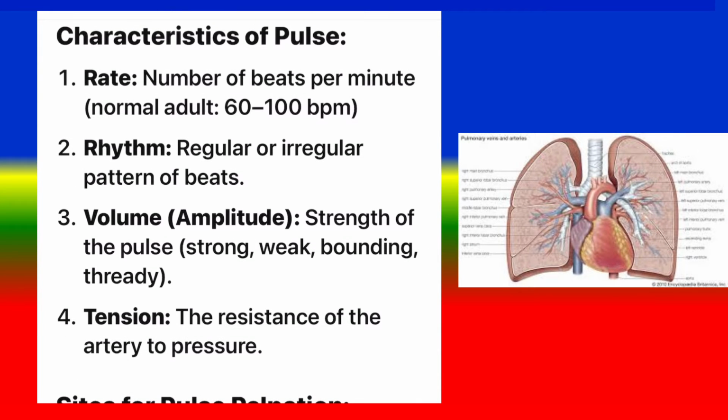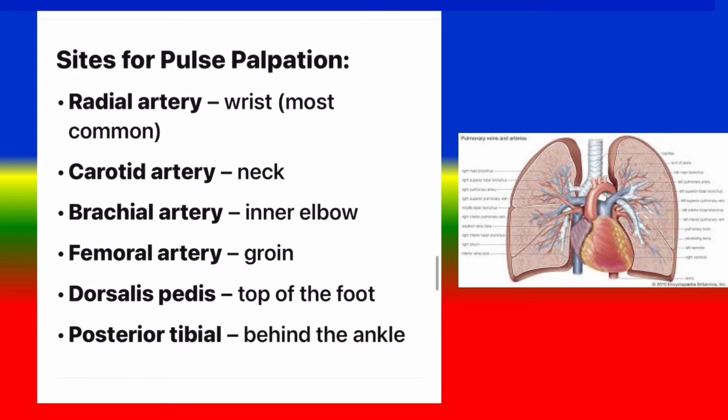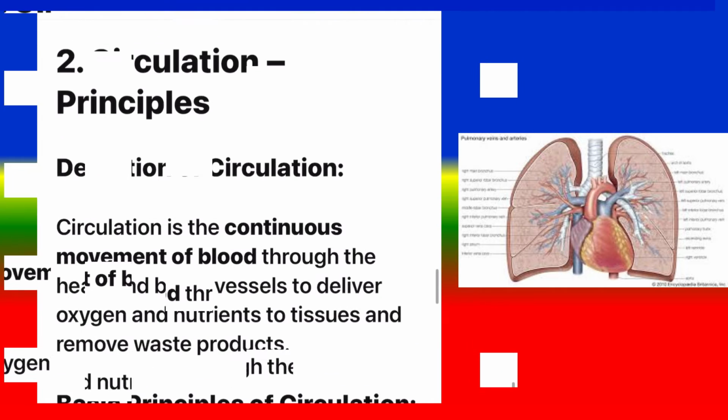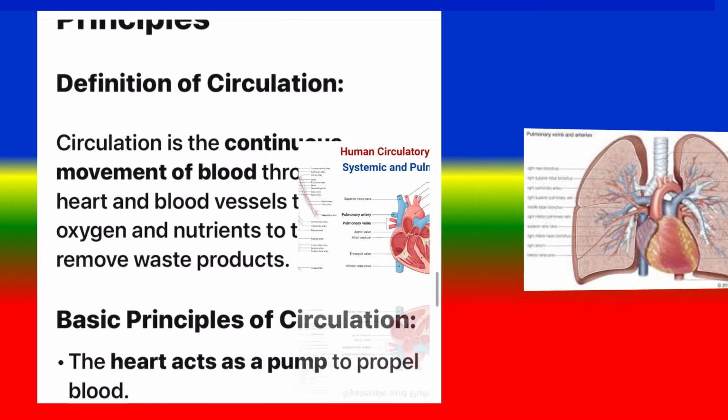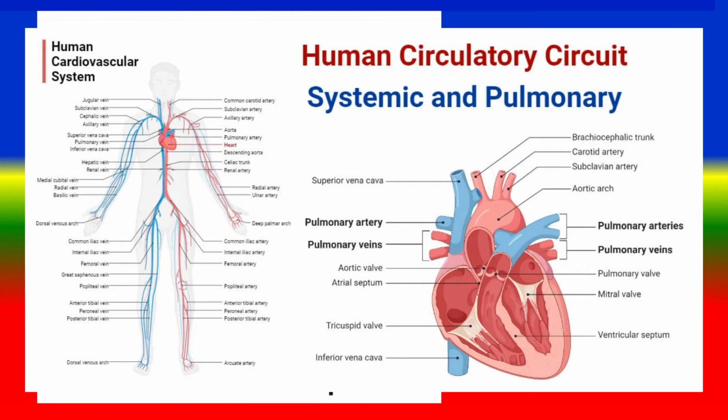Sites for pulse palpation: radial artery, wrist, most common; carotid artery, neck; brachial artery, inner elbow; femoral artery, groin; dorsalis pedis, top of the foot; posterior tibial, behind the ankle. 2. Circulation, principles. Definition of circulation: Circulation is the continuous movement of blood through the heart and blood vessels to deliver oxygen and nutrients to tissues and remove waste products.